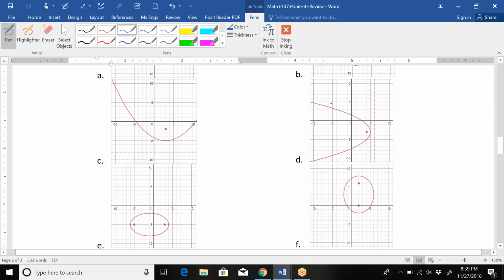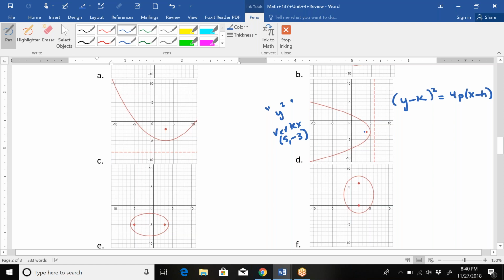This one is oriented on its side, so I already know that means that it's going to have a y squared orientation. So this is going to be the formula y minus k squared equals 4p and then x minus h. Okay, so we need to find our vertex because that's the hk. So that's the point 5 down 1, 2, 3. So the vertex is 5, -3. That's my h and k.